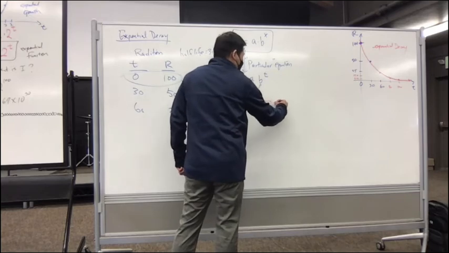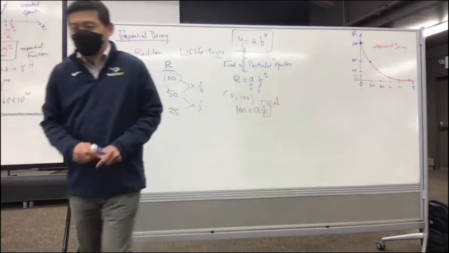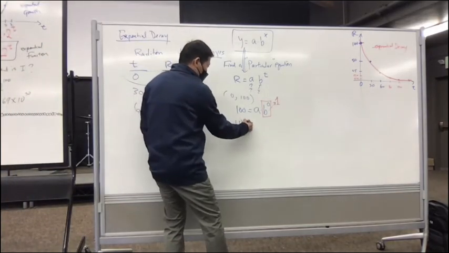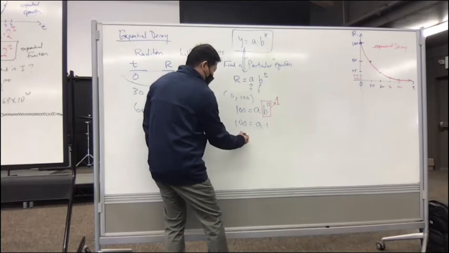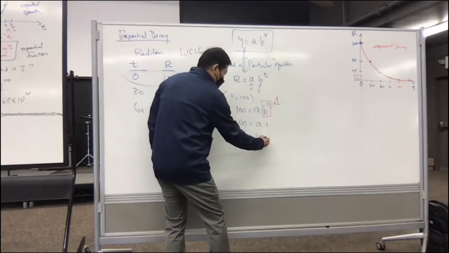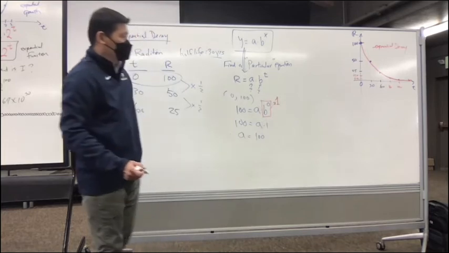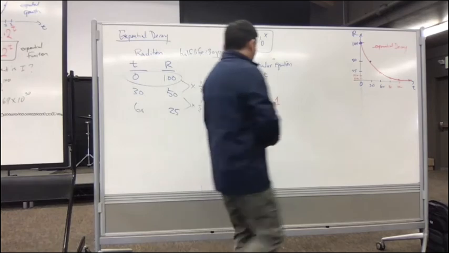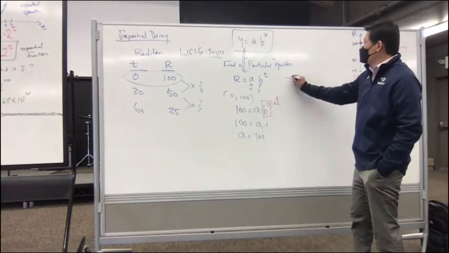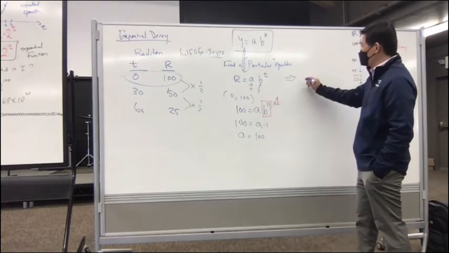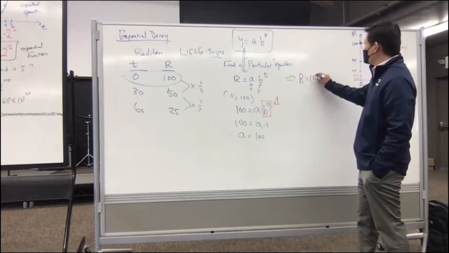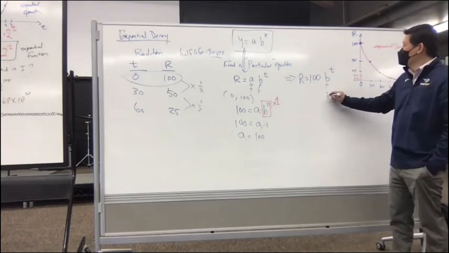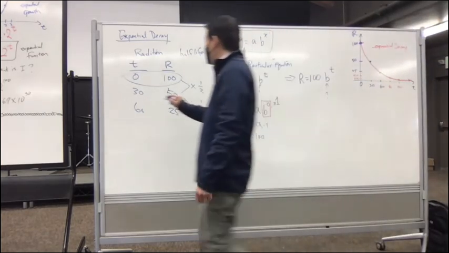Anything to the 0 power is 1, right? So, you end up with 100 is equal to A times 1, which means A is equal to 100. Okay, so that's nice to know. So now we can rewrite this a little bit differently. R is equal to 100 times B to the T, but we're still missing the B, and that's why we need a second equation.